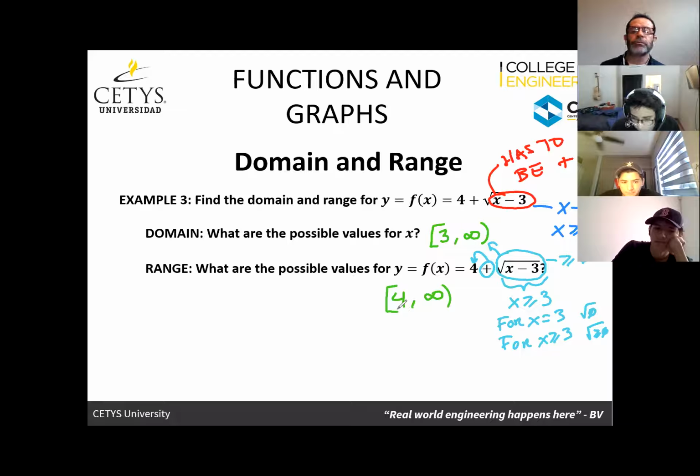Yes, we do. Correct. Because this means what we were just talking about over here. This means that in this case, y is always going to be larger than or equal to 4. Okay, that was a good analysis there, Daniel. Good job. Questions with this one?